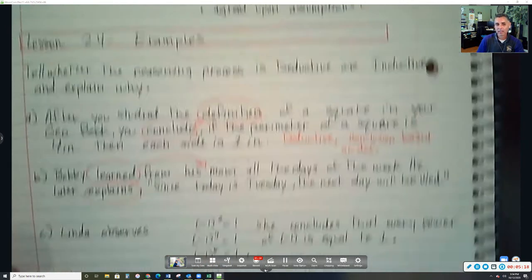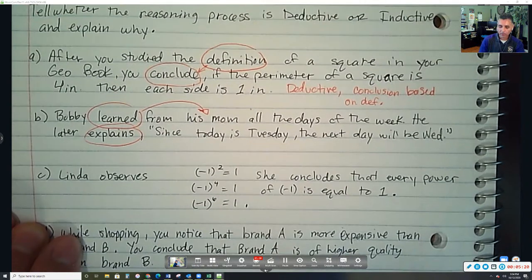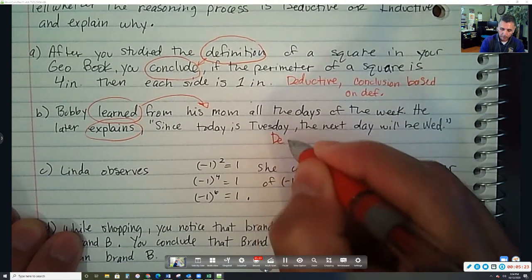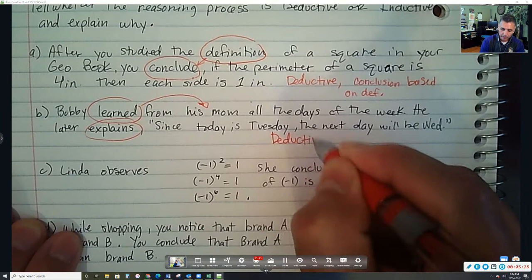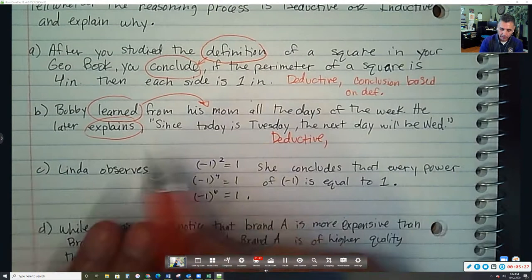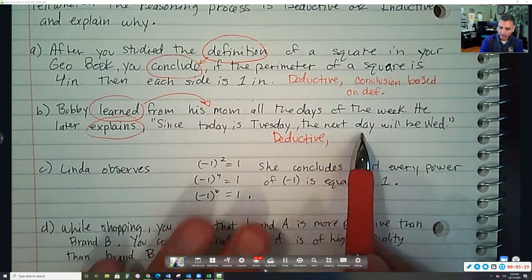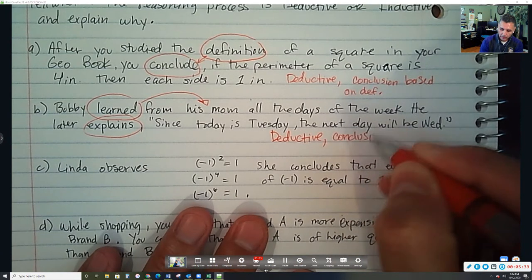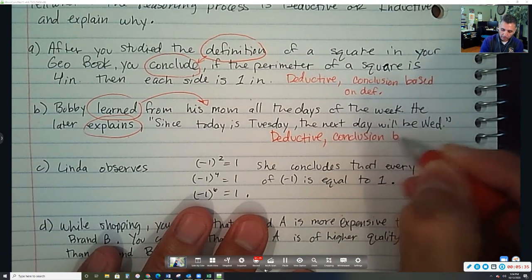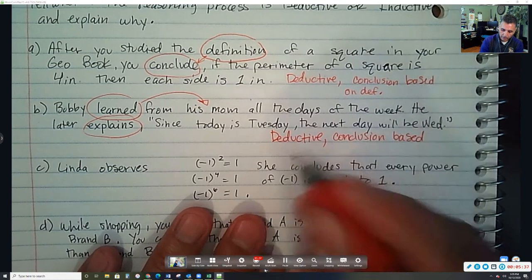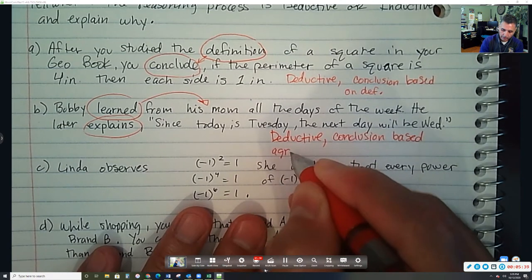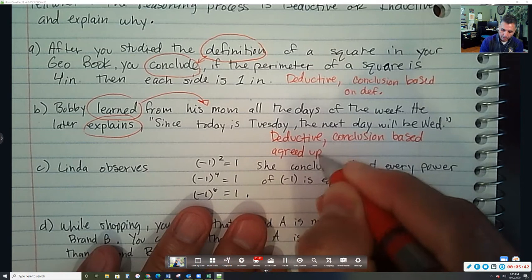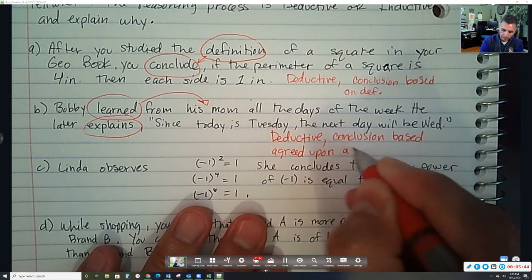Okay, so that's why I would say this one. Well, this one is deductive, and that's why I would say that deductive, because his conclusion that the next day will be Wednesday is based on agreed upon assumptions.